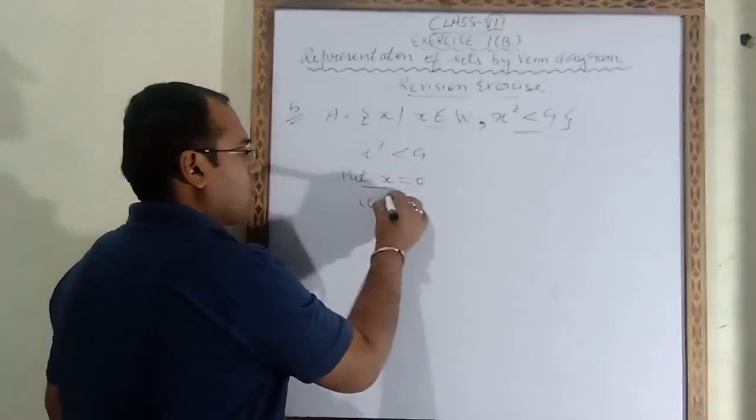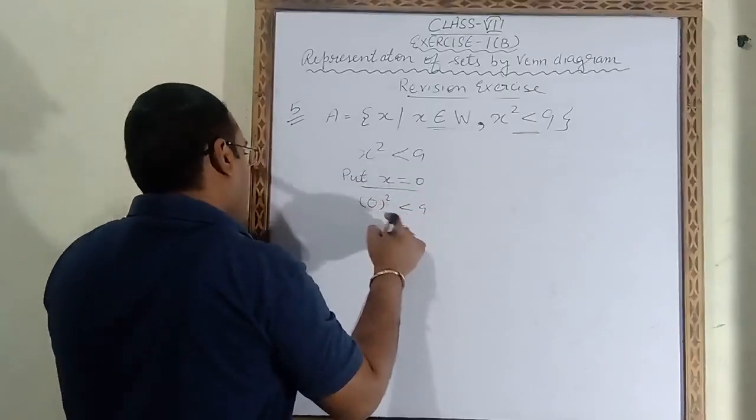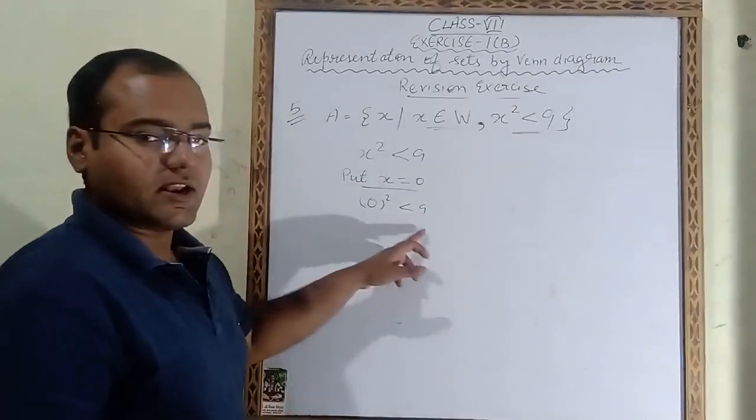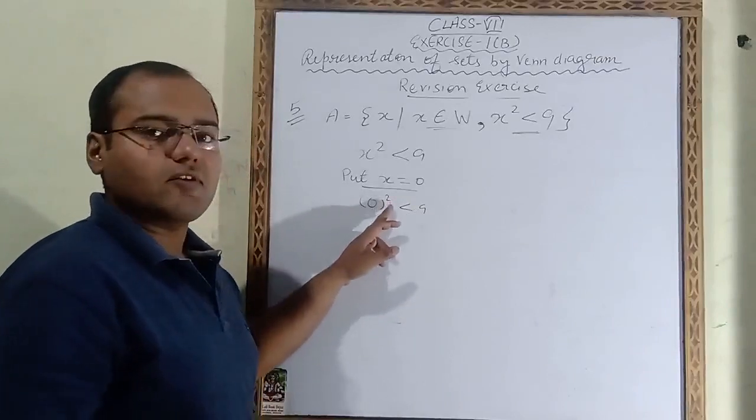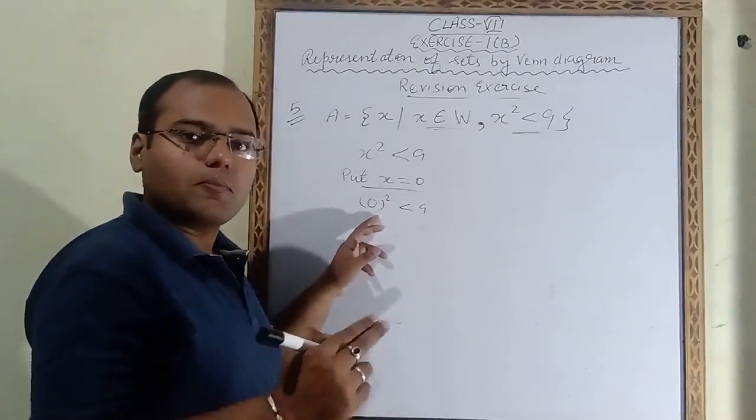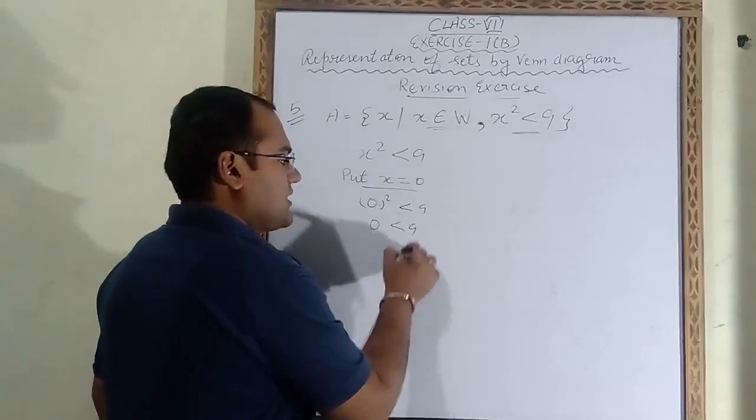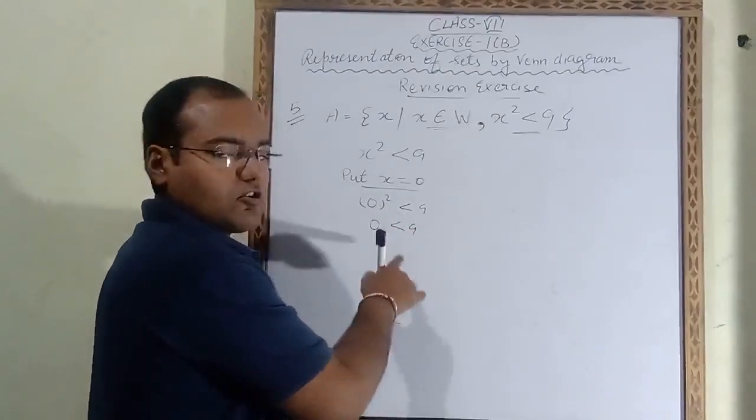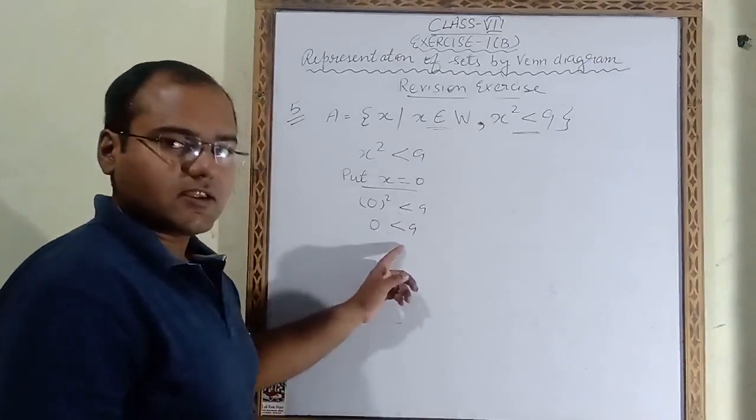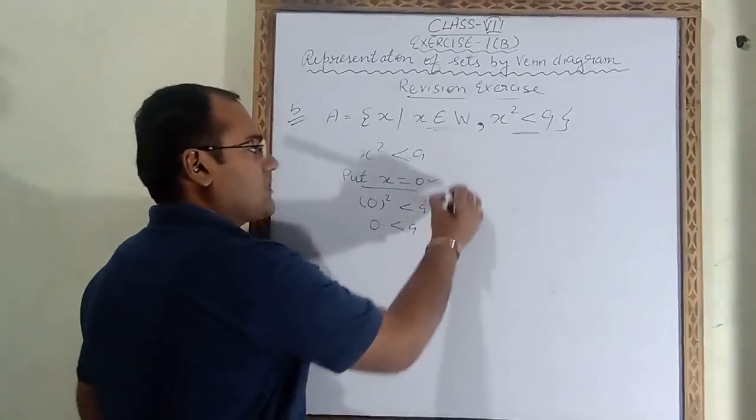So 0 square is less than 9. 0 square means we have to multiply it 2 times. 0 multiply 0. 0 multiply 0 will be 0, which is less than 9. Is this statement true? 0 is less than 9? Yes. That means this answer of x is correct.